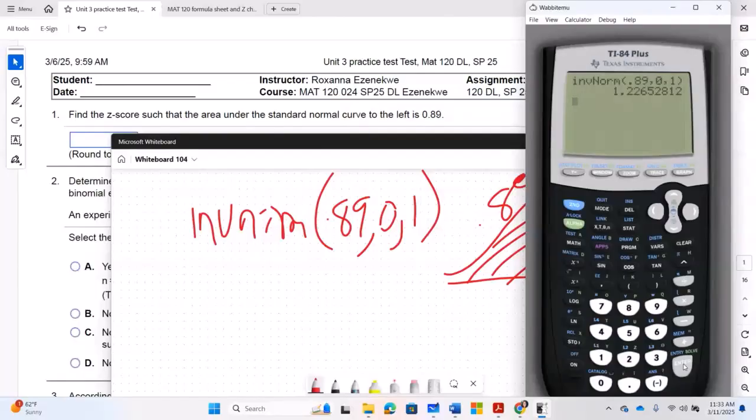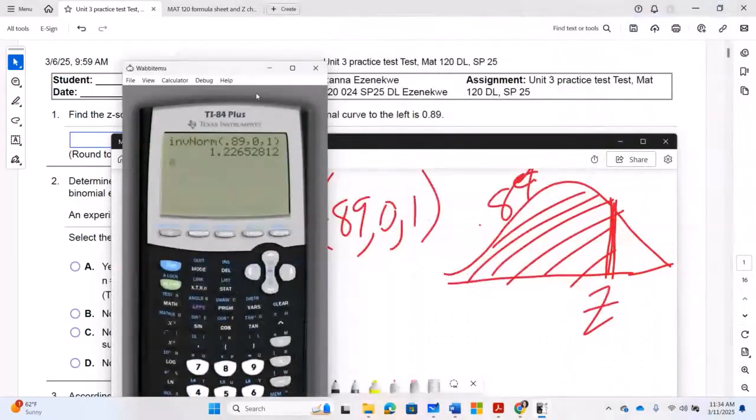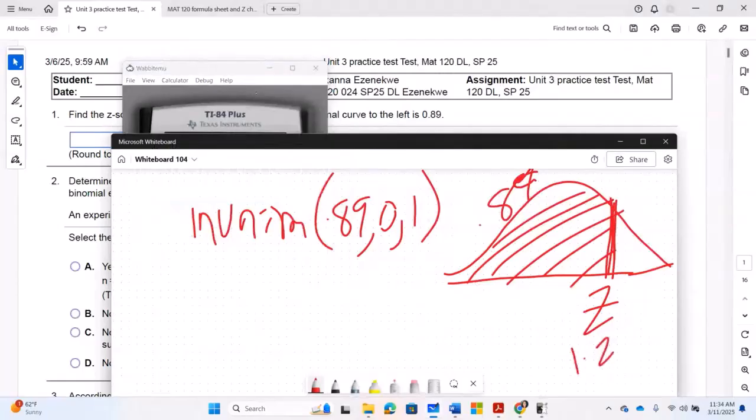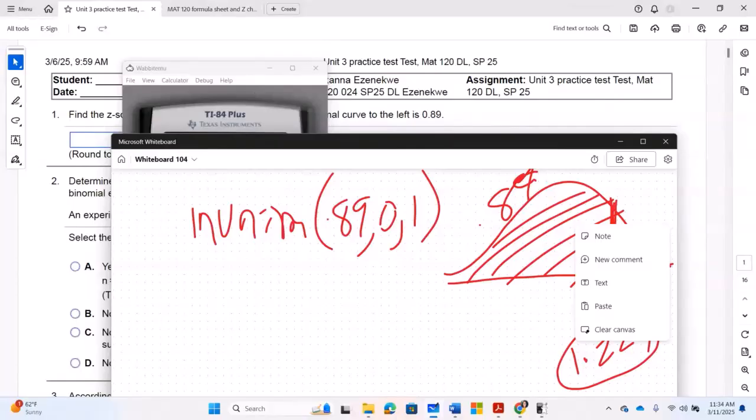Therefore, the z-score corresponding to the 89th percentile is 1.227. The z-score corresponding to 89th percentile is 1.227. So whenever you're given area inside the normal curve, you could be told to find the z-score. And whenever you're told to do that, you're going to use inverse norm.